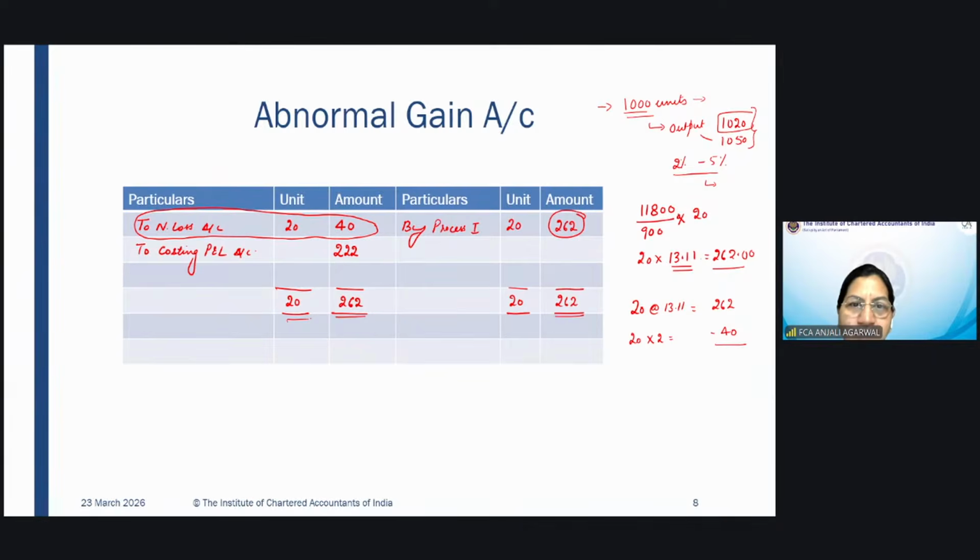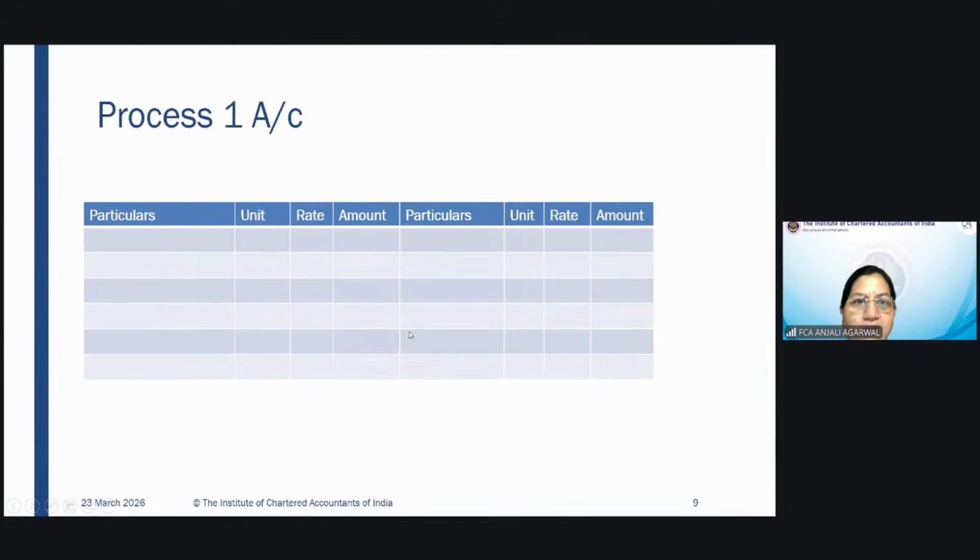Now, if the loss is anything beyond that, it becomes abnormal loss. But if the loss is a little less than what we expected, and you have more output than you thought, that becomes abnormal gain or effectiveness. Okay. So this is how you prepare a process account.